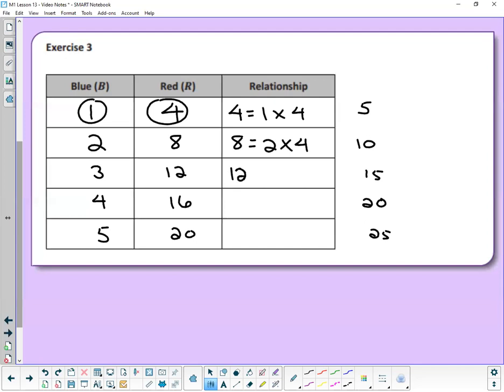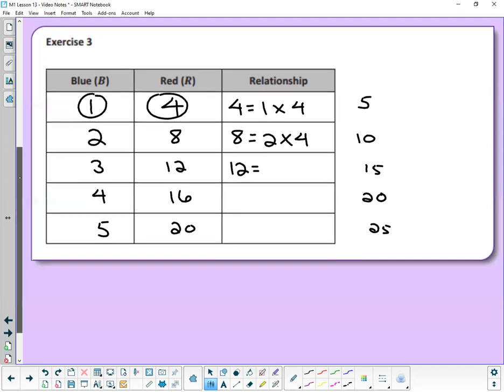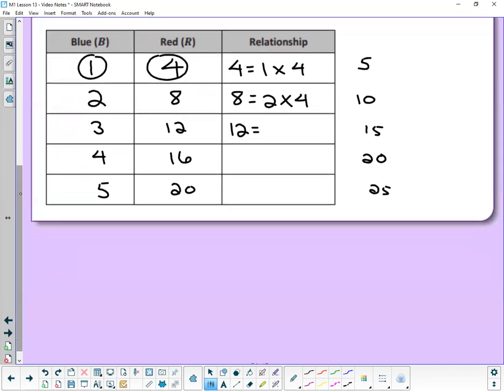So here they're saying, okay, the second column, the amount in the red column is 12. Well, in order to figure out that I need 12 gallons of red paint, I would take 3 gallons of blue paint and multiply it by 4. To get 16 gallons of red paint, I would do 4 times 4. And then to get 20 gallons of red paint, I would do 5 gallons of blue times 4. So in other words, they're trying to get you to see that in order to figure out how much red paint you need, take the amount of blue and multiply it by 4.